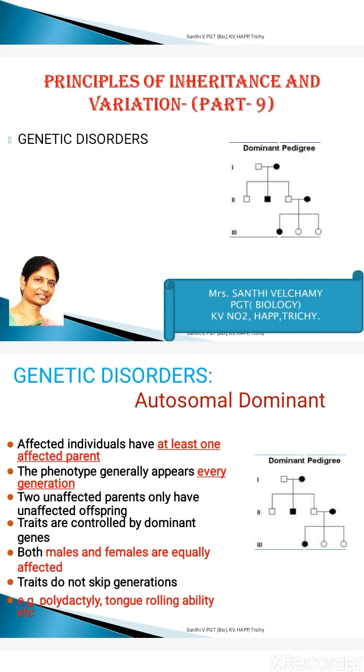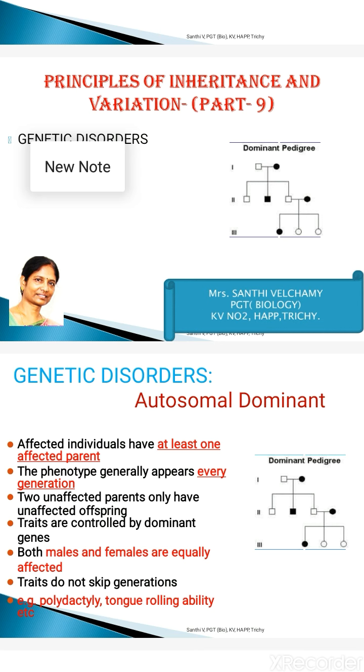Good morning, children. Today we are going to continue the chapter Principles of Inheritance and Variation. Today we are going to see genetic disorders. Here in genetic disorders, by using pedigree analysis, we are going to find whether the given character is autosomal dominant or autosomal recessive. We already studied the pedigree chart.